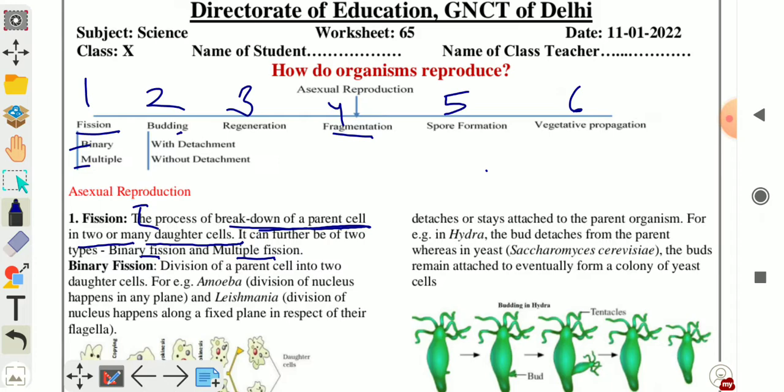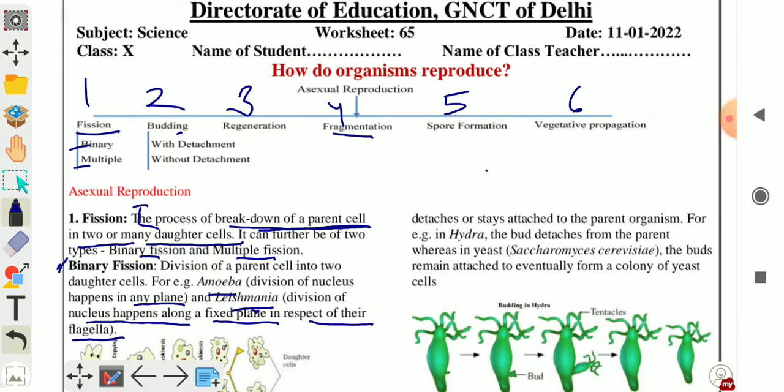What do you mean by binary fission? Binary fission means division of the parent cell into two daughter cells. For example, amoeba. In amoeba, the parent cell divides into two daughter cells, and division of the nucleus happens in any plane. And in Leishmania, division of the nucleus happens along a fixed plane in respect of its flagella.